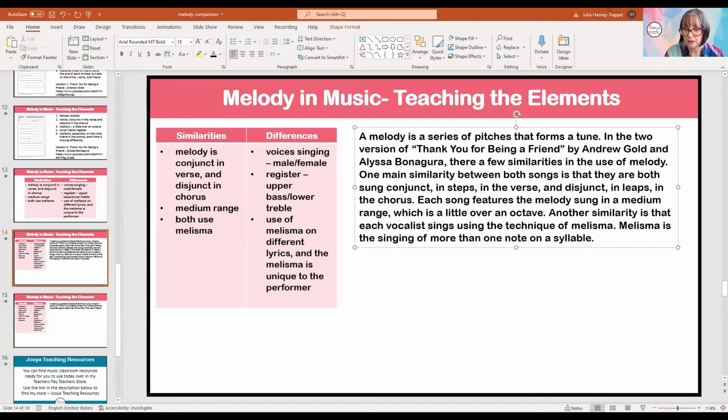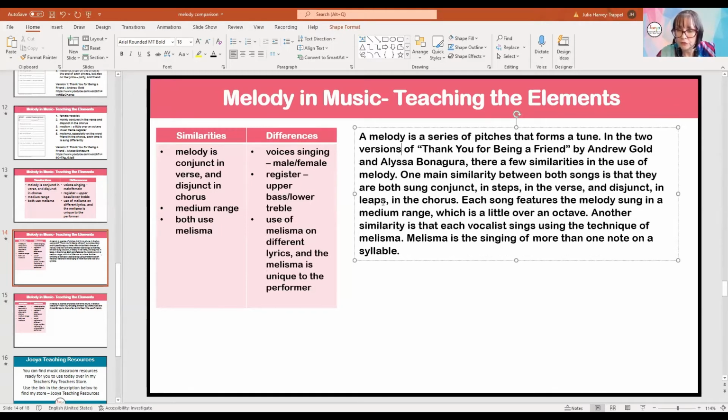There are not that many similarities, but there are a few. A melody is a series of pitches that forms a tune. In the two versions of Thank You for Being a Friend by Andrew Gold and Alyssa Banagura, there are a few similarities in the use of melody. One main similarity between both songs is that they are both sung conjunct in steps in the verse and disjunct in leaps in the chorus. Each song features the melody sung in a medium range, which is a little over an octave. Another similarity is that each vocalist sings using the technique of melisma. Melisma is the singing of more than one note on a syllable.